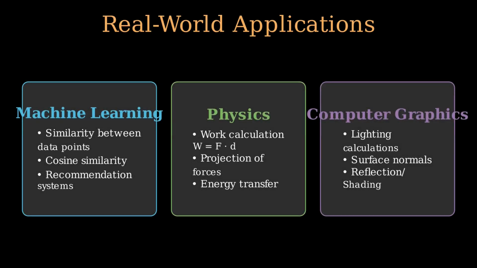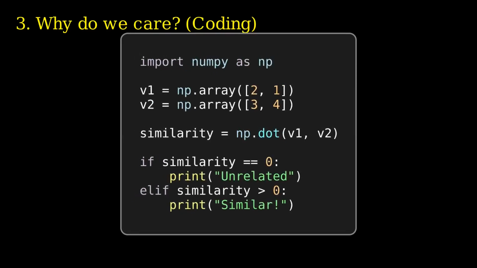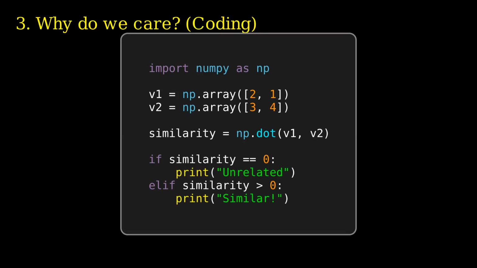The inner product appears everywhere. Let's see some real-world applications. In coding and machine learning, we use the inner product to measure similarity. We use NumPy to compare data. If the product is high, the data points are similar.